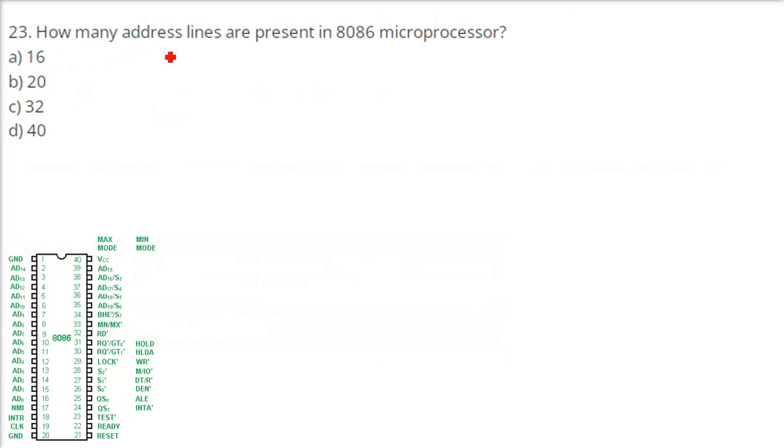How many address lines are present in 8086 microprocessor? See, this is not 8085, this is 8086. In 8085 we have 16 address lines. The answer is 16 for the 8085. But we are talking about the 8086 here. Okay, the difference is, you see this picture.